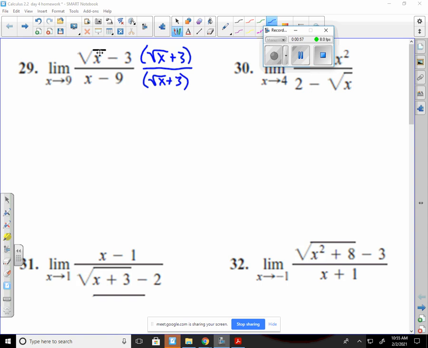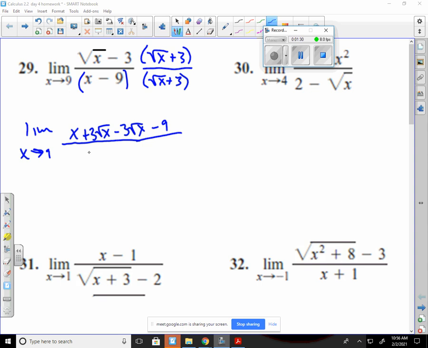For some reason, I keep trying to multiply this bottom out. We're going to leave it how it is for now. So it's the limit as x approaches 9. We'll multiply the top out. Square root of x times square root of x gives us x. Square root of x times 3 gives us plus 3 square roots of x. Negative 3 times square root of x is minus 3 square roots of x. And last is minus 9.